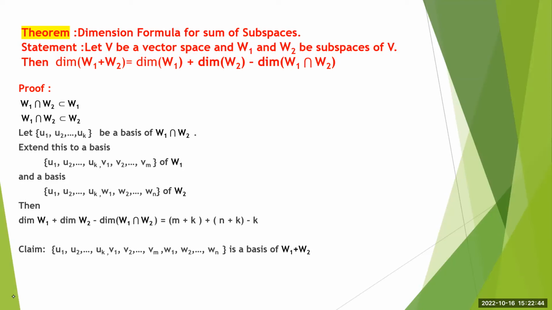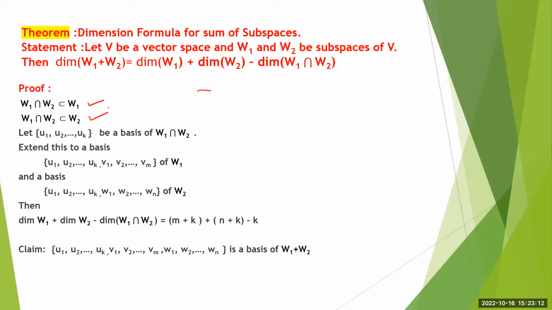We note that if W1 and W2 are subspaces, then W1 plus W2 is also a subspace of V, and W1 intersection W2 is also a subspace of V. So let's start the proof. We know that W1 intersection W2 is a subset of W1. W1 intersection W2 is also a subset of W2.